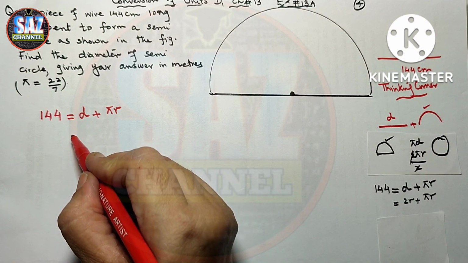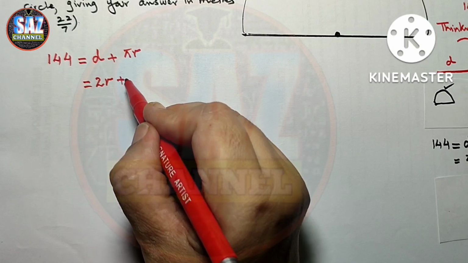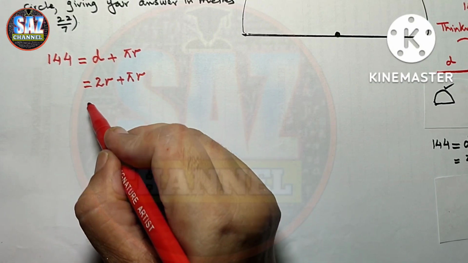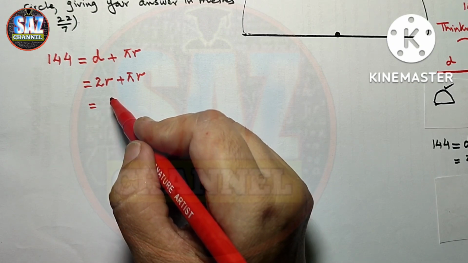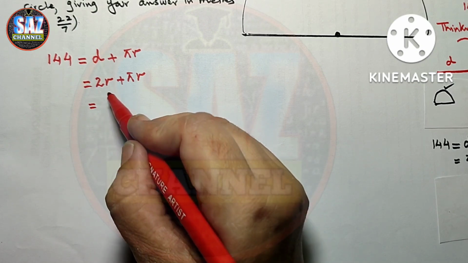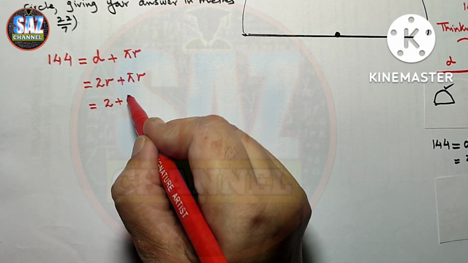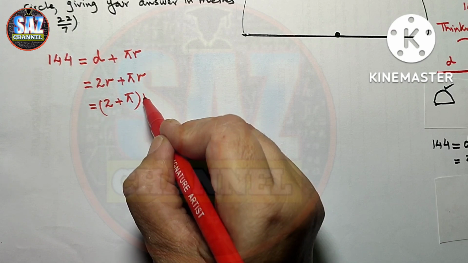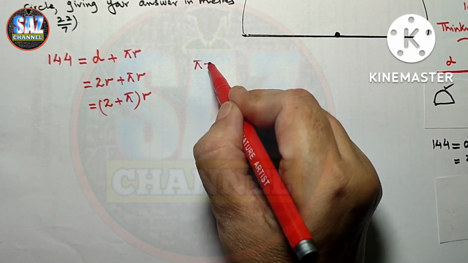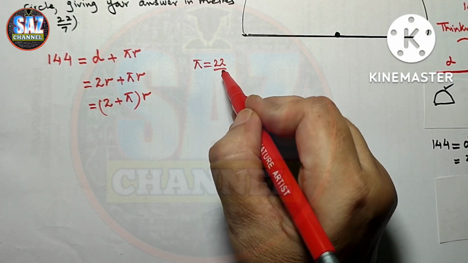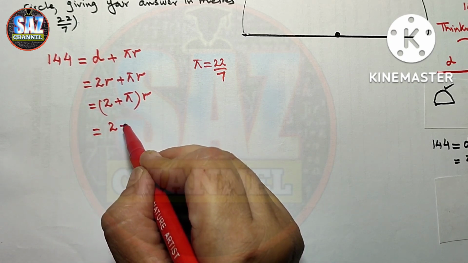And now what to do with this diameter? I will replace it by 2r plus pi r. And now I hope you have done chapter number 4 of D1, where we study how to factorize, how to pull out common factor. 2 plus pi into r. And now the question says use pi as 22/7. So we have to follow the instructions as well. Don't forget to follow the instructions. So instead of pi, 22/7.